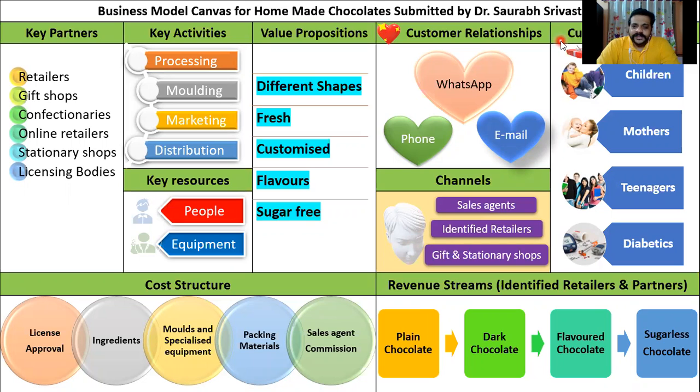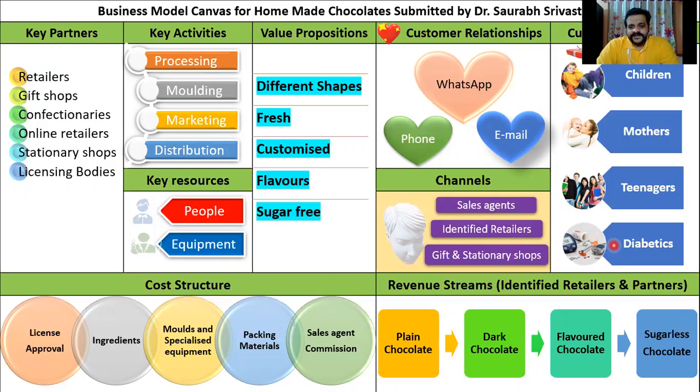The customer segment that I have identified includes children, mothers, teenagers, and people who are diabetics. Why have I included diabetic people? Because they also want to consume. During my initial research, I have seen that there's no such product available in the market which can actually give them sugar-free or sugarless chocolates. So that is why I have taken them into consideration as well. They may in future help me to be a niche market, you can say.